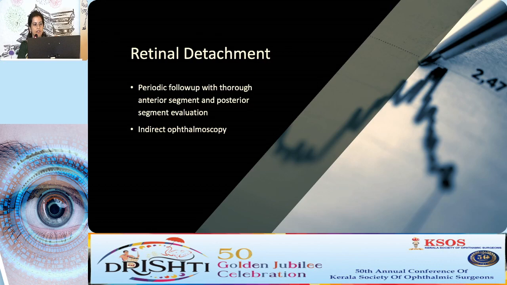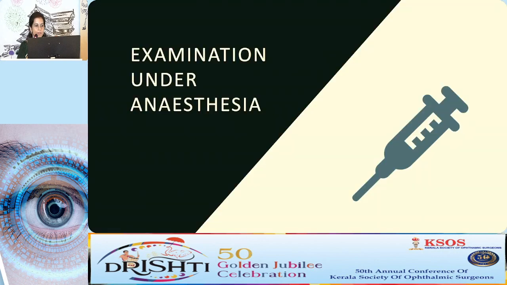Retinal detachment: a thorough posterior segment evaluation is mandatory in almost every post-trauma follow-up visit, or at least yearly after the child has become stable, because we might miss peripheral retinal changes following the trauma. This needs indirect ophthalmoscopy, and the importance of this cannot be stressed more.